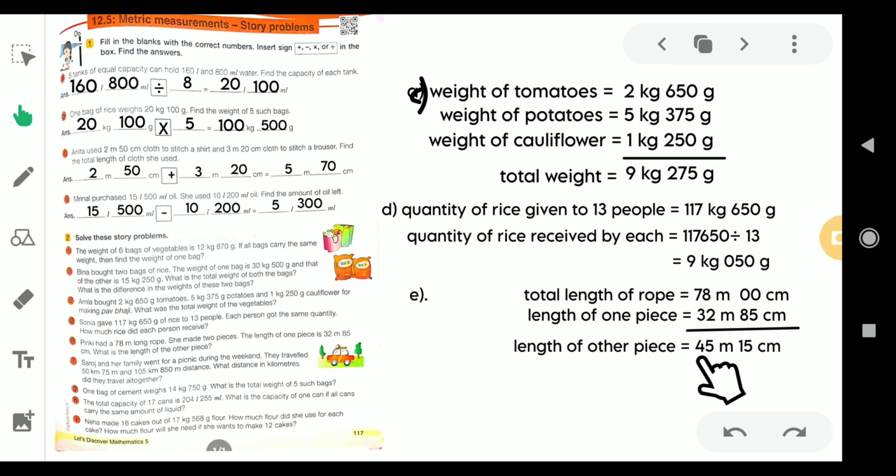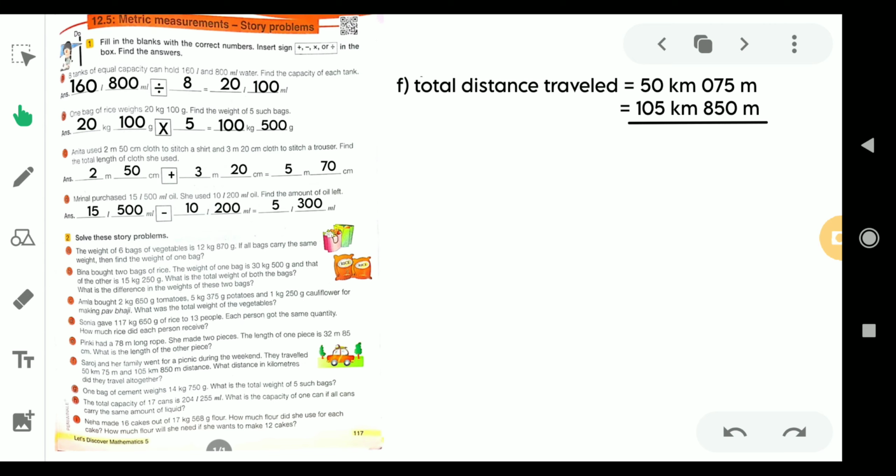Now let us move on to the next question, that is F. Saroj and her family went for a picnic during the weekend and they traveled 50 kilometers 75 meter and 105 kilometer 850 meter distance, and what distance in kilometers did they travel together? So first they traveled 50 kilometer 75 meter, and later they traveled 105 kilometer 850 meter, and they're asking the total distance they traveled in the weekend.